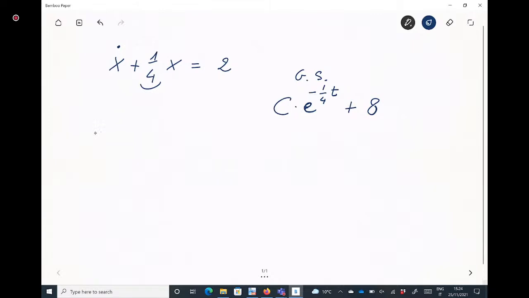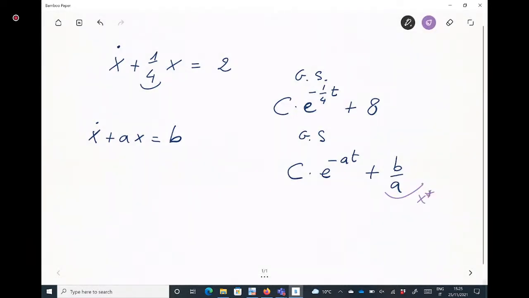This 8, now you have the general model, x dot plus ax is equal to b. The general solution formula is c exponential of minus at, okay, it is exactly this case, more general, plus b over a. The 8 is b over a, okay? 2 divided by 1/4, 2 times 4. So this is called x star, because it is the steady state constant solution to the differential equation. This is an arbitrary constant.